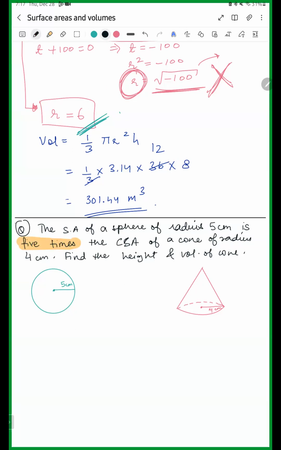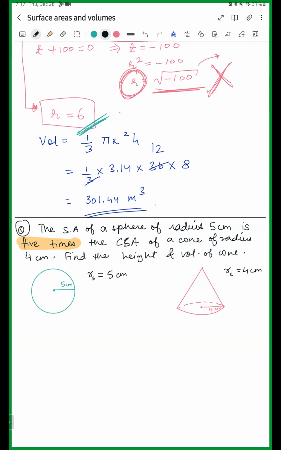For the sphere, I'm going to write the radius of the sphere as RS, meaning radius of sphere, because here there are two different radii. And radius of cone, I'm going to write RC. And the height is not given. Height of cone is not given.